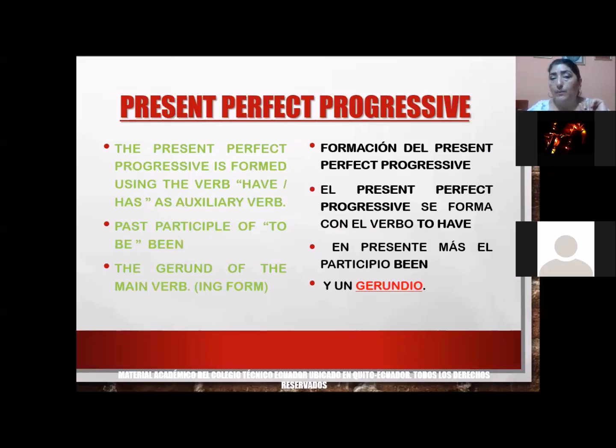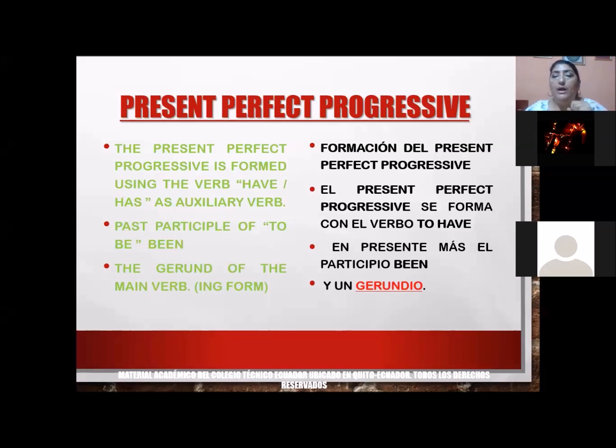What I told you all the time, I told you perfect tenses use have or has, okay? Have for the rest, for I, you, and all of the plural persons, okay? And has, we use has only for the third person, for he, she, or it. They are the third persons, he, she, or it, okay?